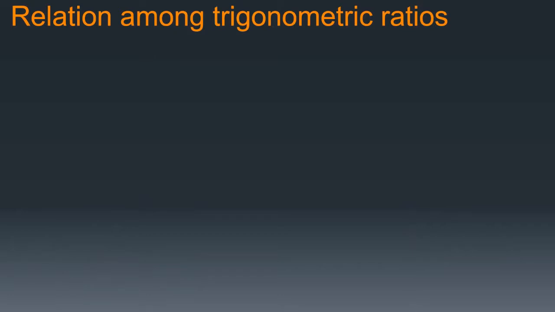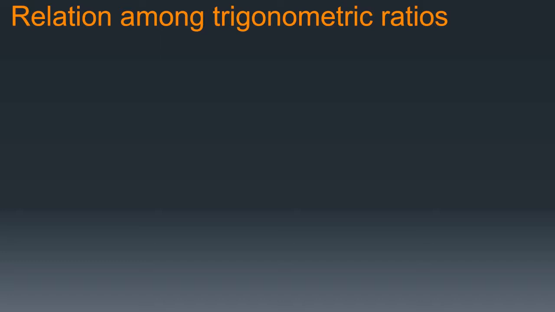Relation among trigonometric ratios. We have studied about three trigonometric ratios, that is sine ratio, cos ratio and tan ratio. Sine ratio is soh, that is opposite upon hypotenuse. Cos ratio is cah, that is adjacent upon hypotenuse. Tan ratio is toa, that is opposite upon adjacent. Now we will see about the relation among the trigonometric ratios.